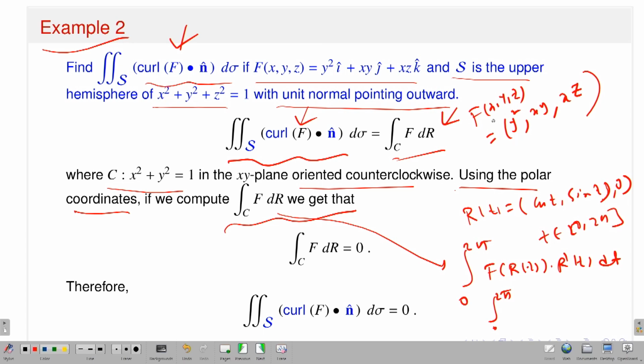Then what will be that? So therefore this is my capital F and this is my r t. So first, what is my r prime of t? r prime of t is nothing but minus sine t comma cosine t comma 0. This is r prime t, and then you just see F of r t.